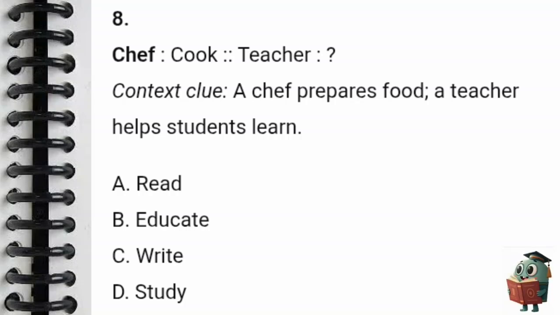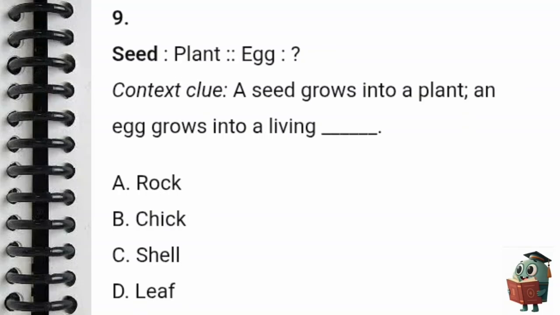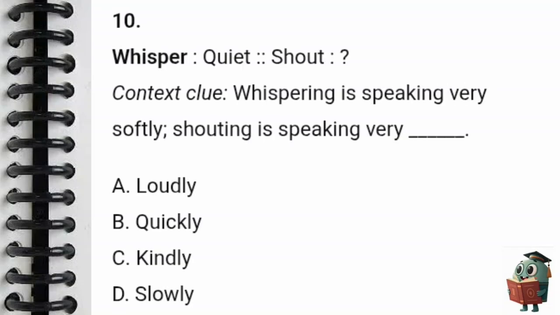Clue: A chef prepares food, a teacher helps students learn. A. Read. B. Educate. C. Write. D. Study. 9. Seed is to plant, as egg is to blank. Clue: A seed grows into a plant, an egg grows into a living blank. A. Rock. B. Chick. C. Shell. D. Leaf. 10. Whisper is to quiet, as shout is to blank.